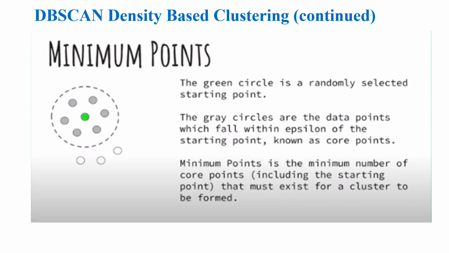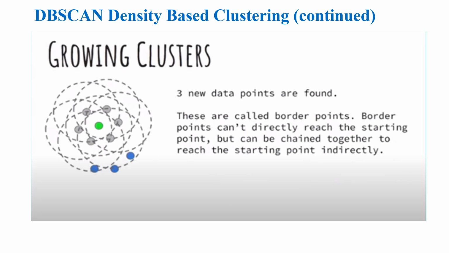Okay, minimum points. The green circle in the center there is the randomly selected core or starting point. The gray circles are the data points which fall within epsilon of the starting point and are known as core points. Minimum points is the minimum number of core points, including the starting point, that must exist for a cluster to be formed. In this case, it looks like we have 7 points in that circle. So if minimum points was more than 7, we might have a problem forming a cluster there. So that's an important parameter.